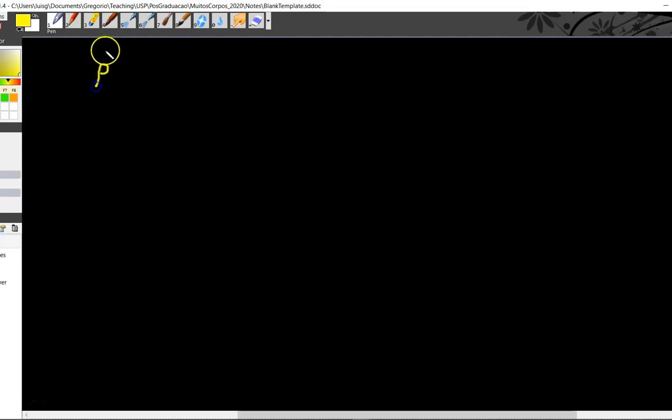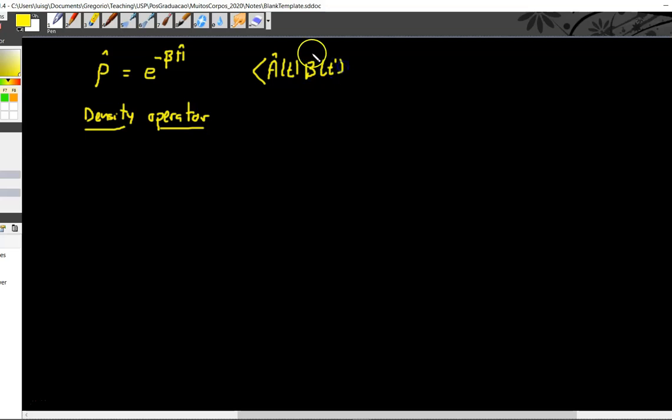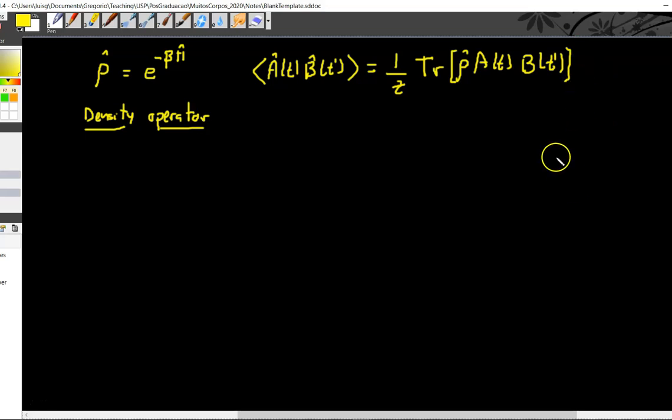All right, so you remember what the density operator is. This is essentially e to the minus beta H, and we defined that in one of the earlier classes. I'll try to add the link here if I remember. Now we want to calculate this guy, the trace. We want to calculate A at time T, B at time T prime, which is 1 over Z, the trace of rho A of T, B of T prime. Okay, I'll stop here because I think your screen is ending somewhere around there.